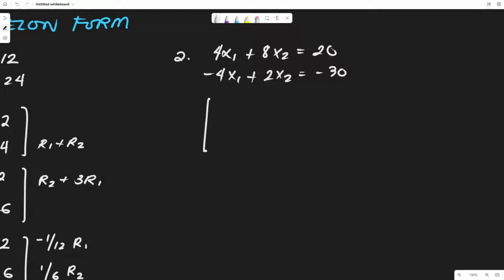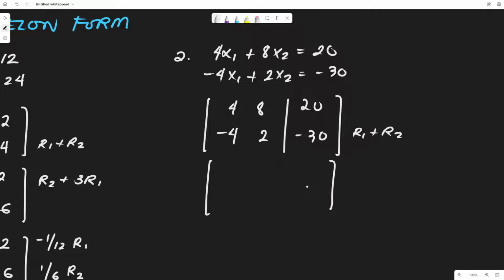Sulat lang muna natin in augmented matrix form. So, 4, 8, 20. Then we have negative 4, 2, negative 30. Tapos, operate na lang natin. So, R1 plus R2. This will give us 4, 8, 20, then 0, then 10, 8 plus 2 is 10. So, negative 20 minus 30 is negative 10.